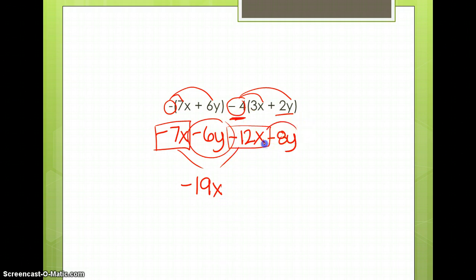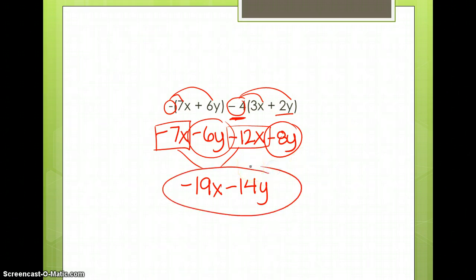And then I also have these y terms that I'd really like to group together. -6y, -8y would give you -14y. So like terms, grouping, distributive property all come into play when we are simplifying equations.